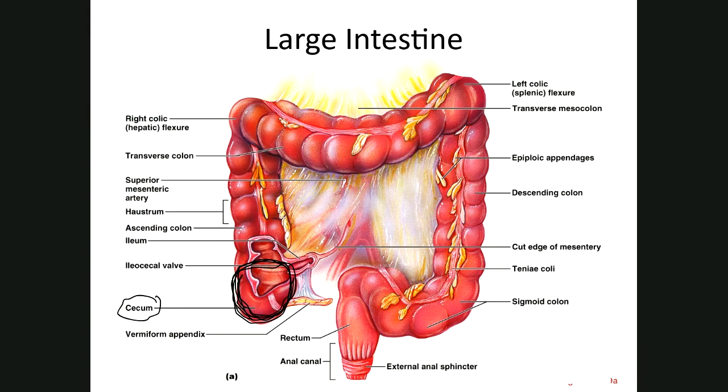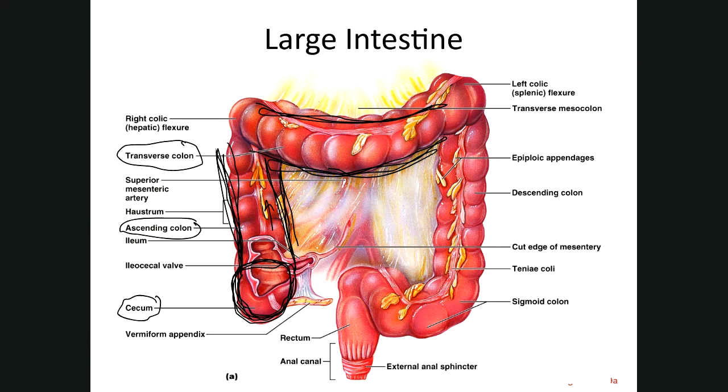And then we have this part here. In this part, the materials are going up, so this is called the ascending colon. And then we have this part here, where it crosses the body in a transverse manner, so it's called the transverse colon. And then there's this part here, where now the materials are moving down, and so that's called the descending colon.